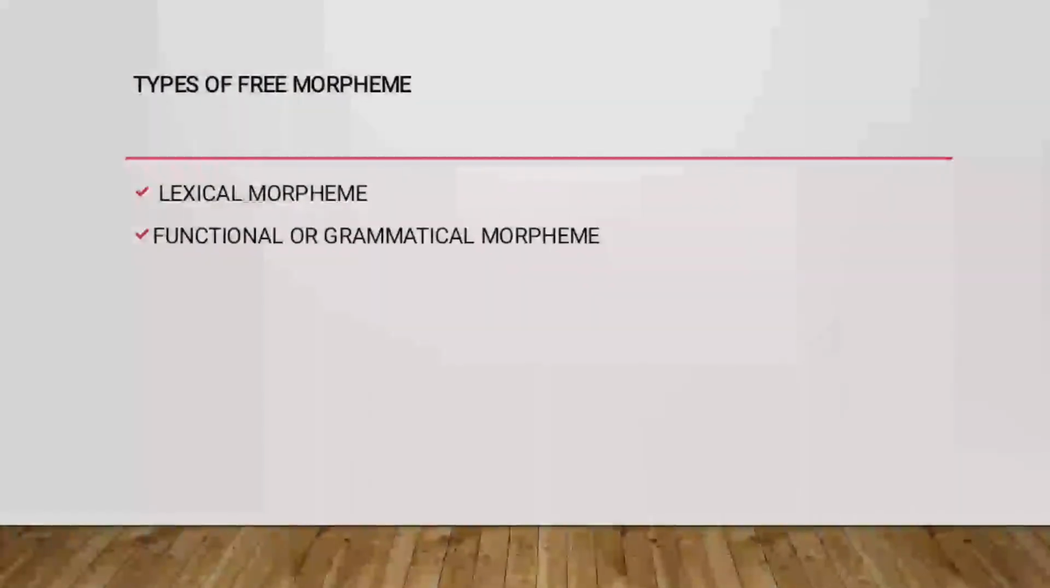Types of free morphemes. We have two types of free morphemes, and they are lexical morphemes and functional or grammatical morphemes.